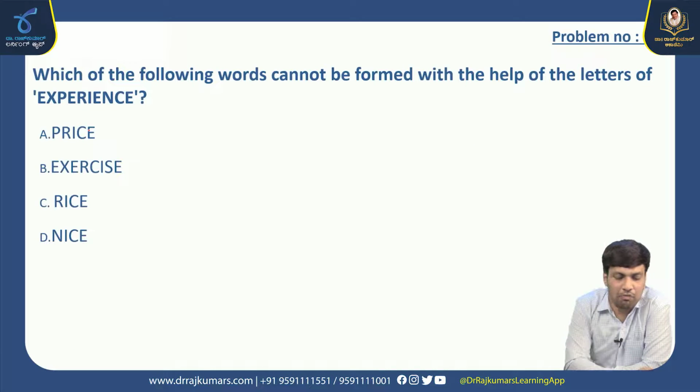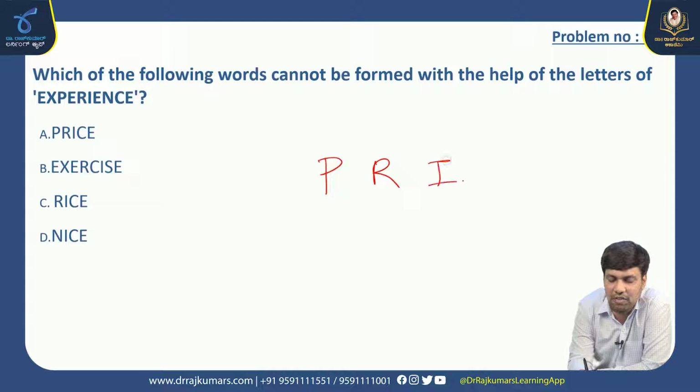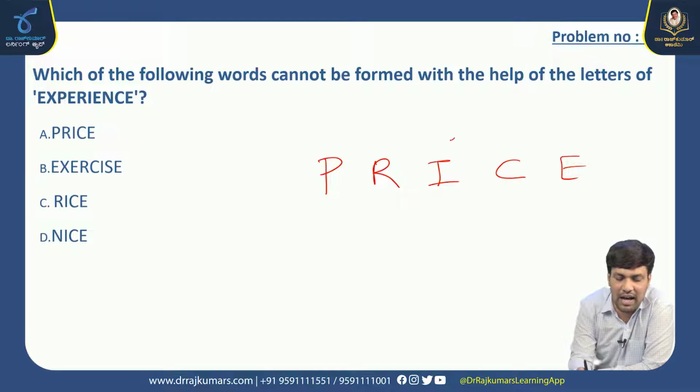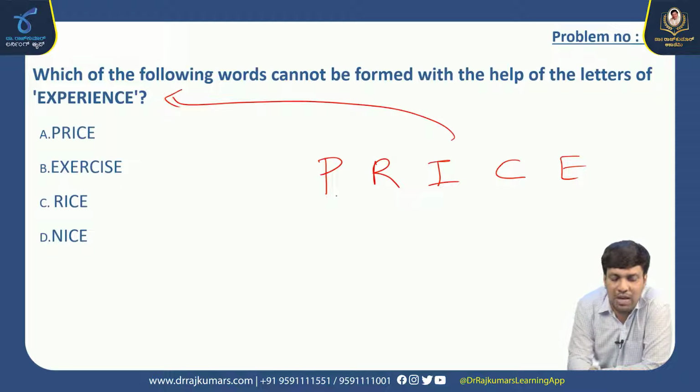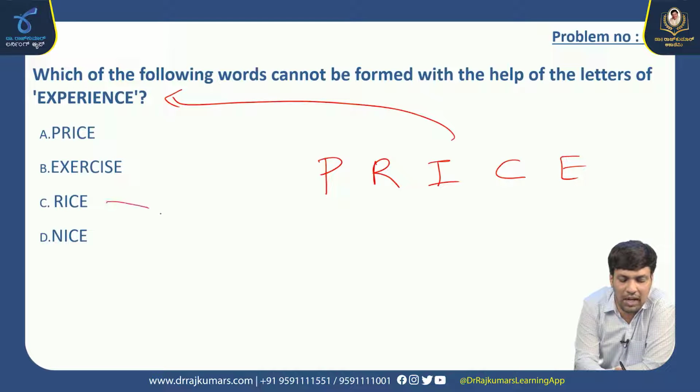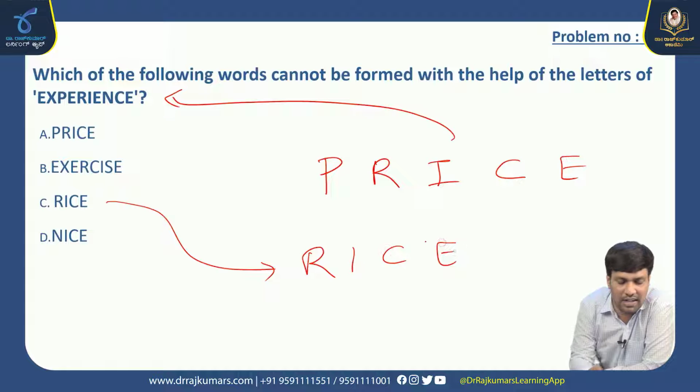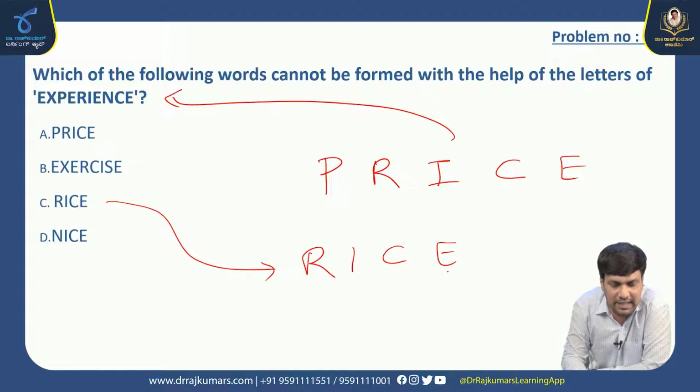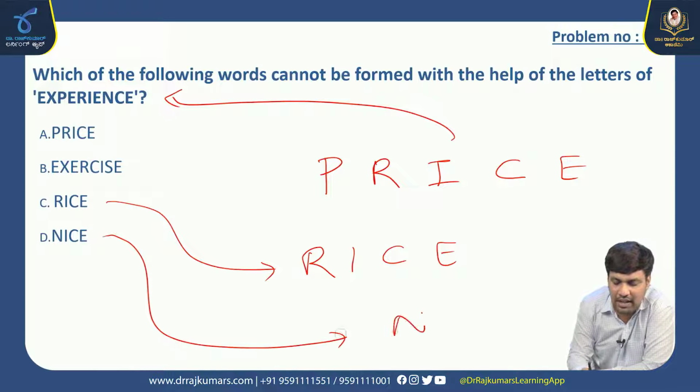Moving on to our next problem. Which of the following words cannot be formed with the help of the letters of "experience"? Using the word "experience", we need to find which option can't be formed. The first word is "price". In the word price, we have 5 letters. All these 5 letters are there in the word experience: P is there, R is there, I is there, C is there and E is there. Next, coming to "rice": R is also there, I is also there, C is also there and E is also there. And coming to the word "nice", all 4 letters are there in the word experience.